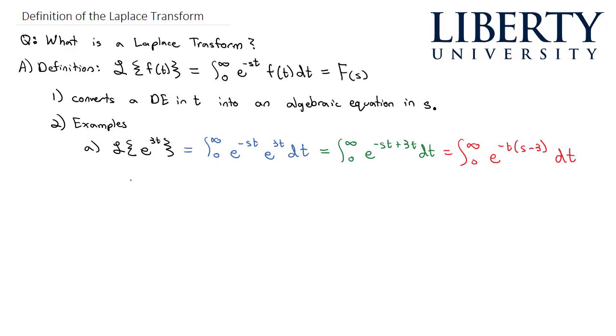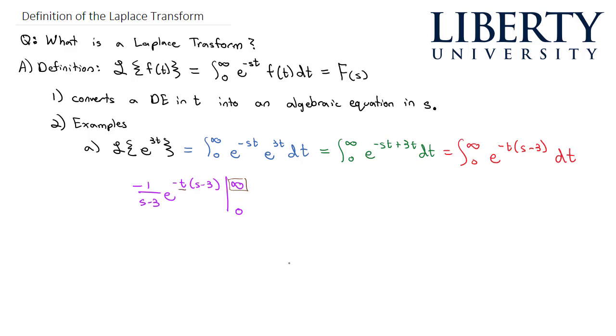Now we're ready to integrate this. When we integrate, we get e to the negative t times s minus 3, times negative 1 over the s minus 3. And we're going to integrate that from 0 to infinity. Now, technically, when we integrate to infinity, what we should do is integrate from 0 to b, and then take the limit as b goes to infinity and evaluate that limit. But I think we can intuitively see what's happening.